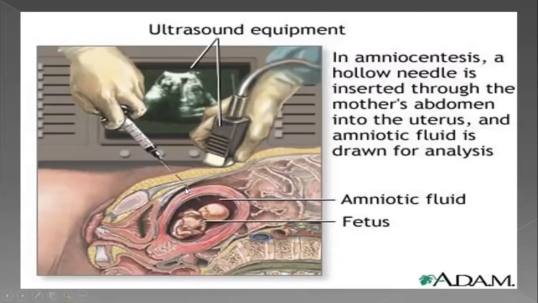All right, so ultrasound equipment here. In amniocentesis, a hollow needle is inserted through the mother's abdomen into the uterus, and amniotic fluid is drawn for analysis. So they're going to put a needle through the belly into the uterus and draw some of the amniotic fluid, analyze it, and that's how they make that karyotype to see if the baby has any sort of birth defects. And this right here is ultrasound equipment. They're going to put a gel on the mother's belly, and then they rub this ultrasound wand around, and it bounces waves off of the inside of her uterus, and it makes a picture of the baby.